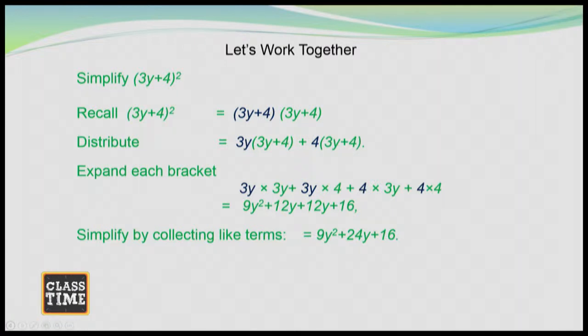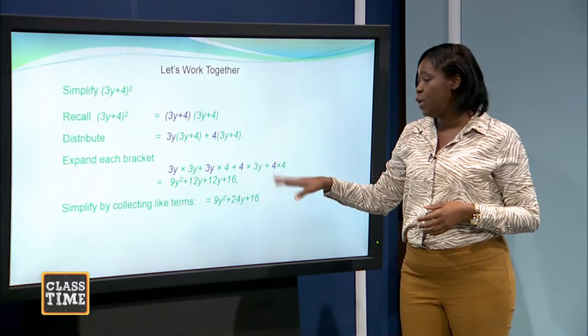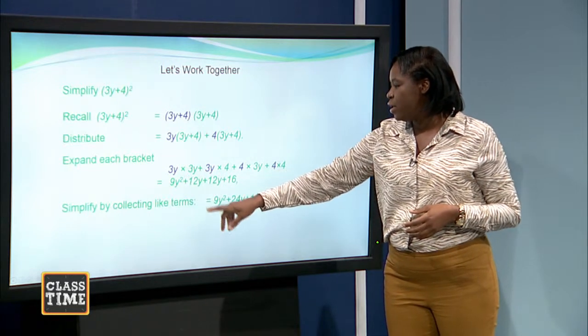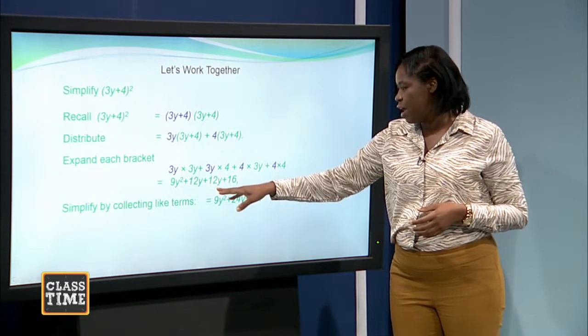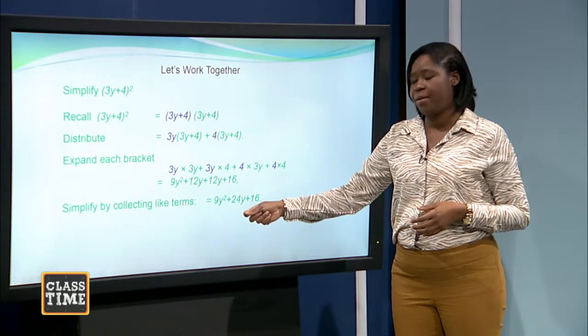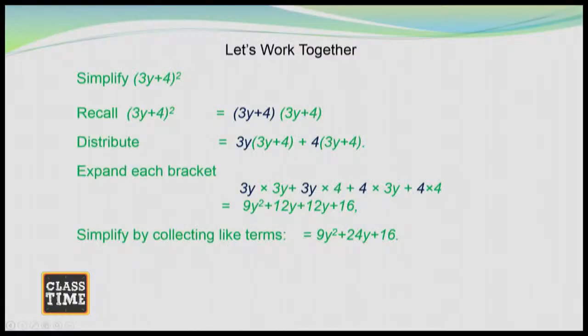And in here, we have a lot of terms, and we want to crunch them, right? As Miss Bailey mentioned, look for your like terms and look for your not like terms. Here we have 12y and 12y, and we get 24y. Therefore, the simplified expression would be 9y squared added to 24y added to 16. And so it's not that hard. That would take care of the distributive law to simplify binomials.